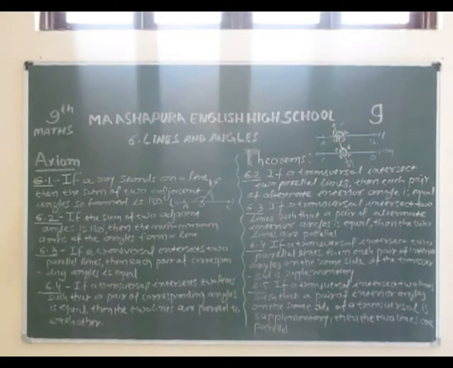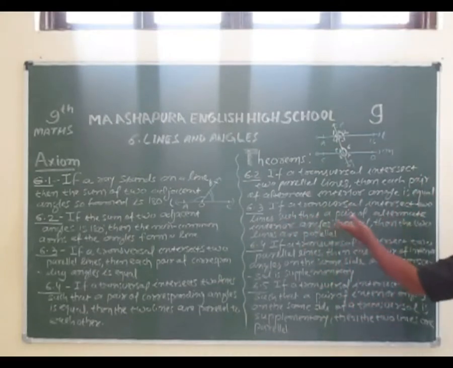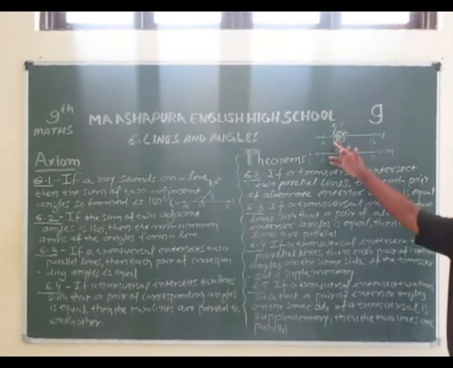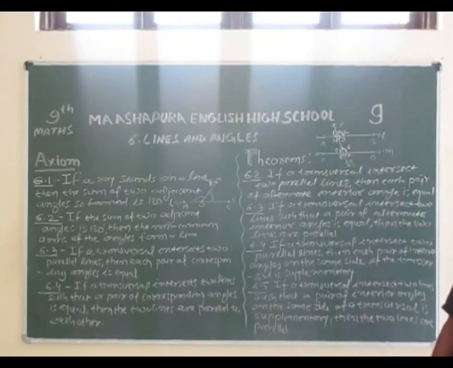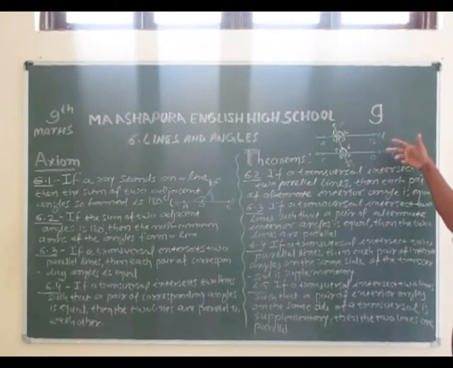Now 6.3. If a transversal intersects two lines such that a pair of alternate interior angles is equal, then the two lines are parallel. This is the converse statement. If the alternate interior angles 4 and 6, and 3 and 5 are equal, that means the two lines that the transversal intersects, lines L and M, are parallel lines. Now statement number 6.4.